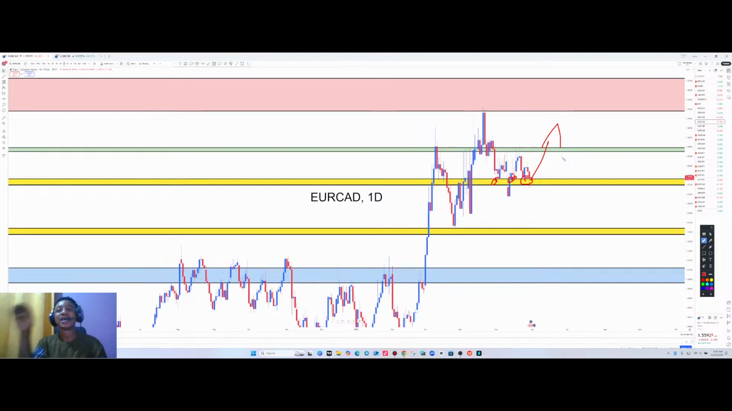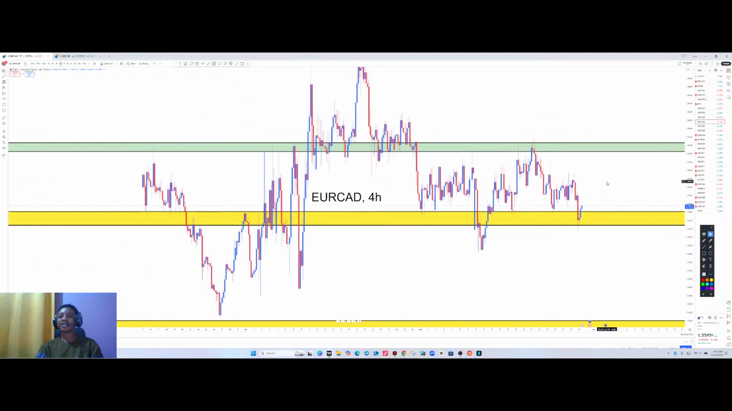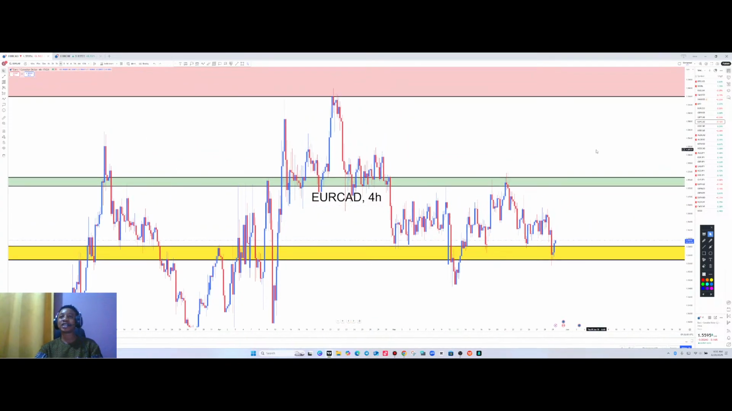But that's not all. Let's take it further down again to the 4-hour time frame to understand how we can enter this particular trade to the upside on UCAD. So UCAD, let me take it further to the 4-hour time frame and explain. All right, so this is the 4-hour time frame of our UCAD. Now, if you're on the 4-hour time frame, you can see the structure very, very well.